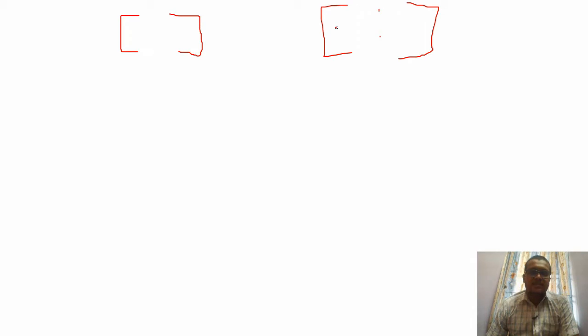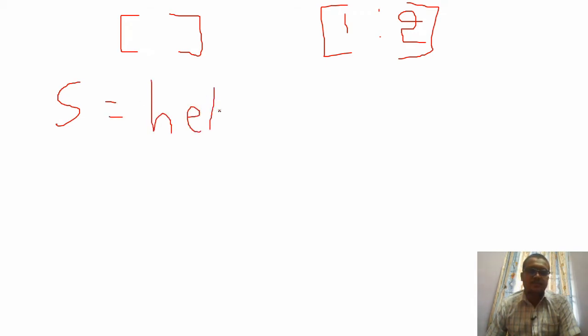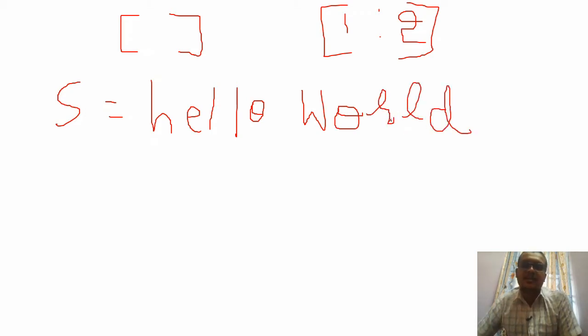You can decide a starting position and an ending position of the string on which you are going to perform a slice operation. Let me give an example here: hello world, HELLO space WORLD. This is a string and this is the syntax for declaring a string. The left hand side is a variable name, the right hand side is a string, and you need to include it inside quotes. It can be single quotes or double quotes.